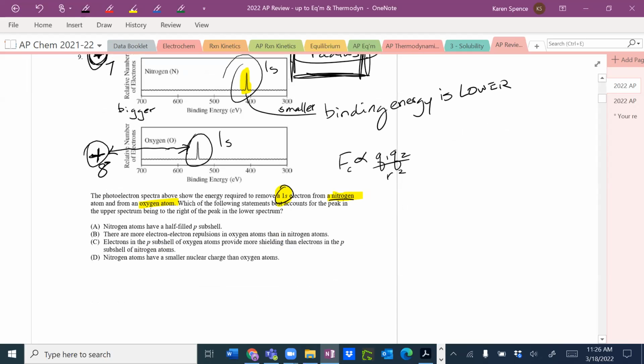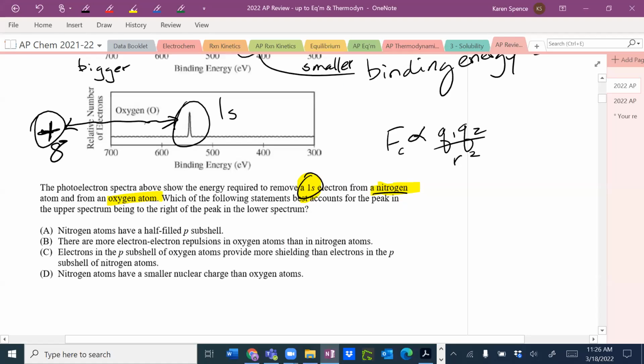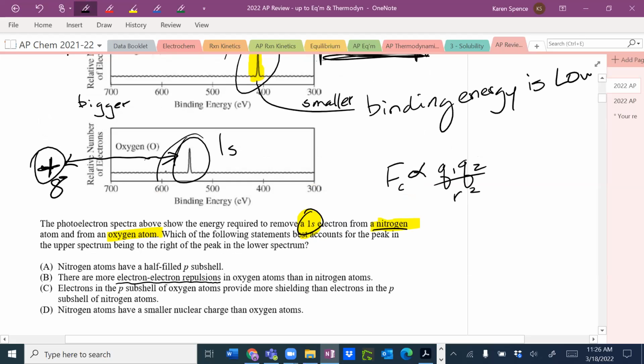So ignore anything about half-filled shells. That is a bogus argument. More electron repulsion? If that was the case, if you had more electron repulsion, it would actually be easier to remove oxygen's 1s electron. But that's not the case here. We see that it requires more energy, right? Like 550 or something like that, as opposed to about 400 for the nitrogen.